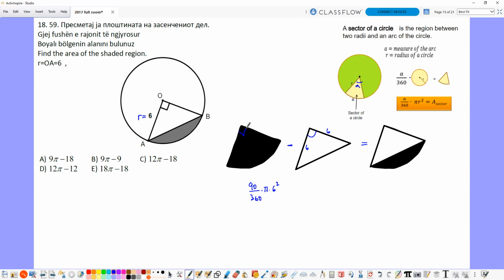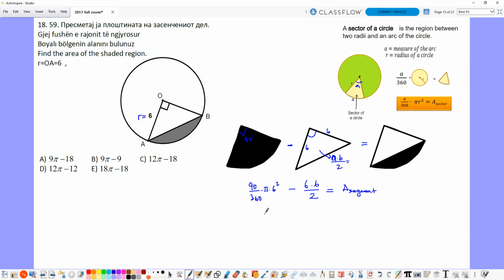This is 90 degrees, we know that one also. This sign means 90 degrees. Minus the area of the triangle. If you remember the area of the triangle, I told you a times b over 2, right sides over 2, which is equal to here 6 times 6 over 2. Actually, this is the area of the segment, pardon. This part is called the segment in English.